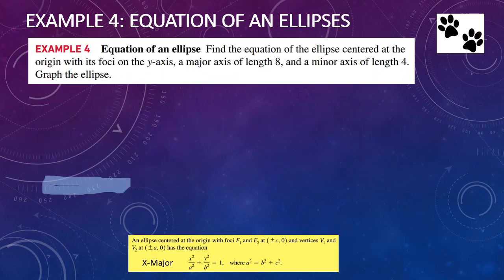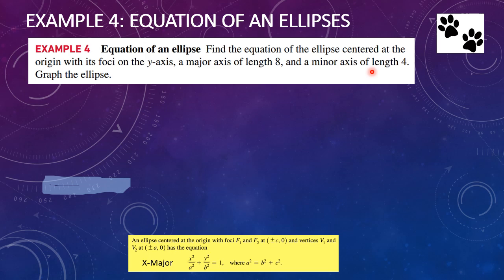So another similar example is to find the equation of an ellipse. Find the equation of the ellipse centered at the origin with its foci on the y-axis, a major axis of length 8, and remember the major axis length is 2a, so we can see that a is 4, and a minor axis of length 4. Again, the minor axis length is 2b, so we can see that b is 2. So a is 4 and b is 2.